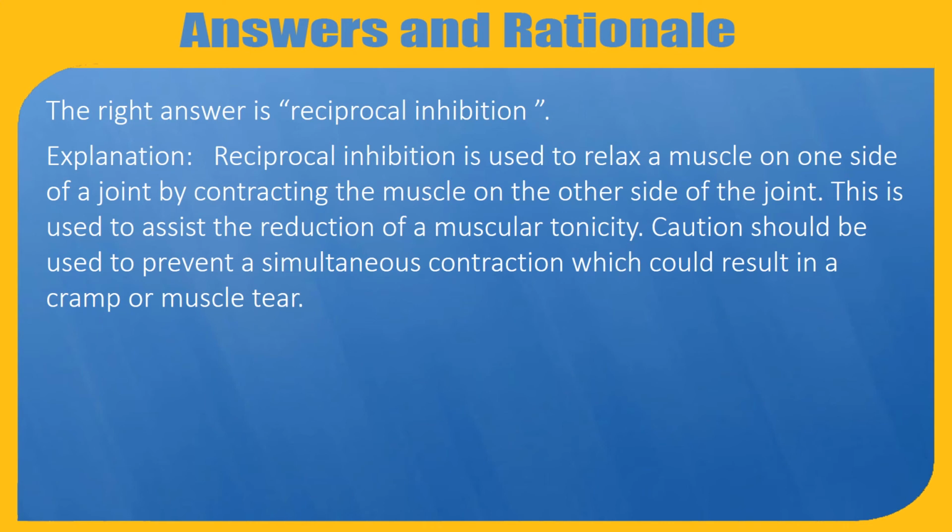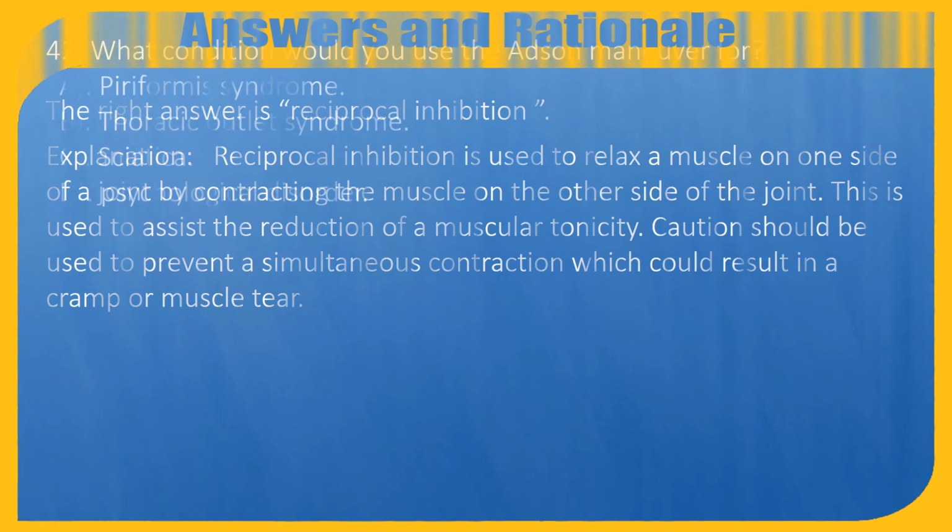Explanation: reciprocal inhibition is used to relax a muscle on one side of a joint by contracting the muscle on the other side of the joint. This is used to assist the reduction of muscular tonicity. Caution should be used to prevent a simultaneous contraction which could result in a cramp or muscle tear.